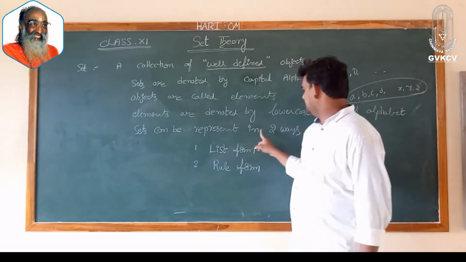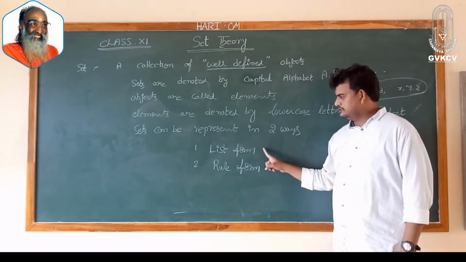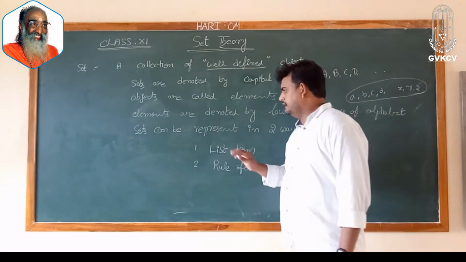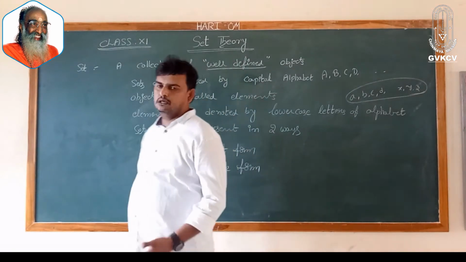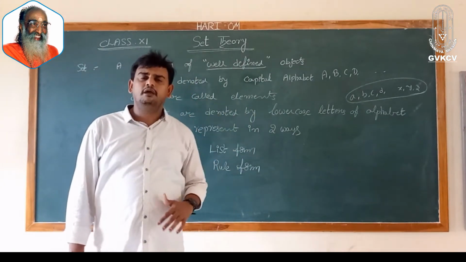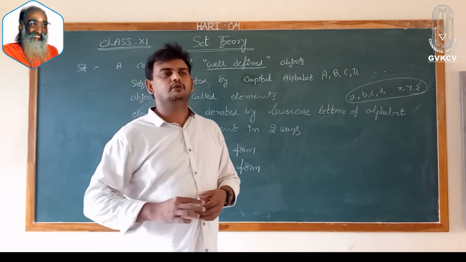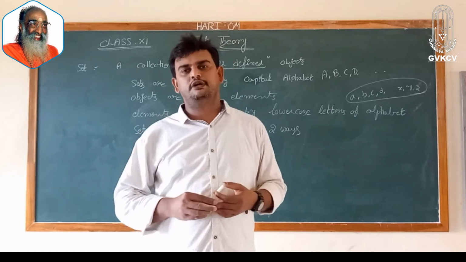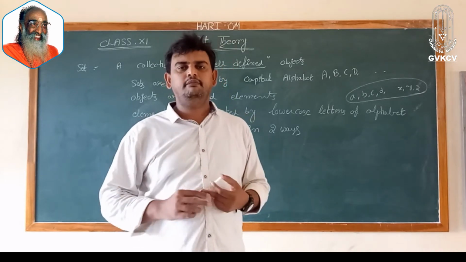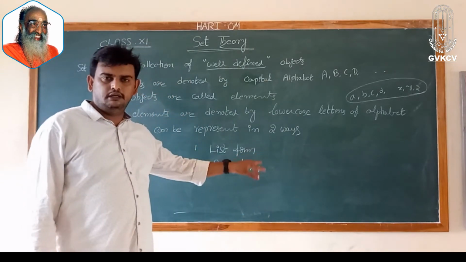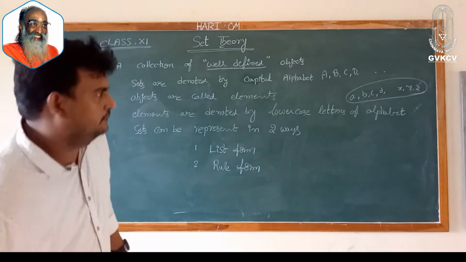Sets can be represented in two ways. One is list form, another one is rule form. These are the topics we have discussed in our previous class. Now today we are going to discuss types of sets. What are the types of sets we have? How to represent them? How to identify them? That we are going to learn in this class. Let us see.